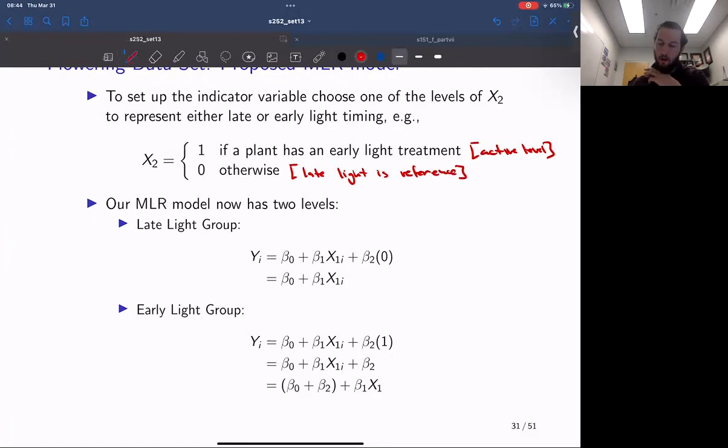The effect that this has on the model is very straightforward. If you are in the reference group, the late light group, beta 2 gets multiplied by a 0, and we just have an SLR model. If you're in the early light group, beta 2 gets multiplied by a 1, but we still just have an SLR model because the intercept becomes beta 0 plus beta 2, plus beta 1 times x1.